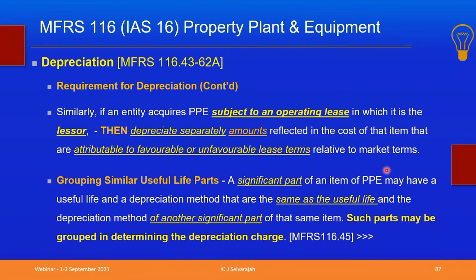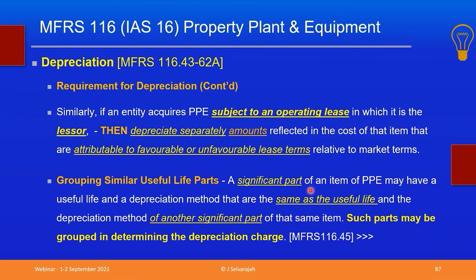Now you see there's one additional factor here. The depreciation is because you are renting the asset. When renting the asset, there could be a lot more factors than you using the asset yourself. So that's why they say depreciate separately amounts reflected in the cost of that item that are attributed to favorable and unfavorable lease terms. Now, grouping similar useful life parts.